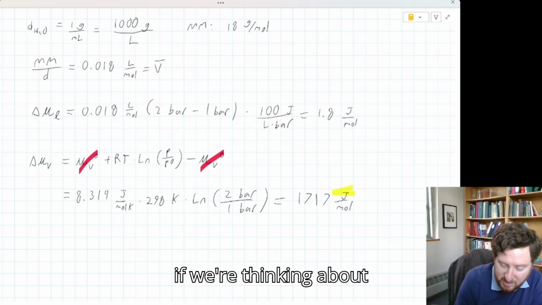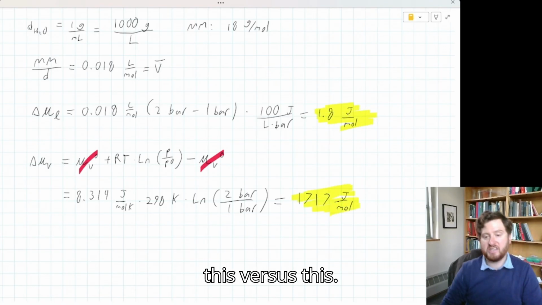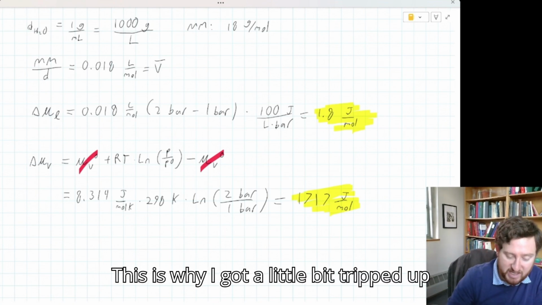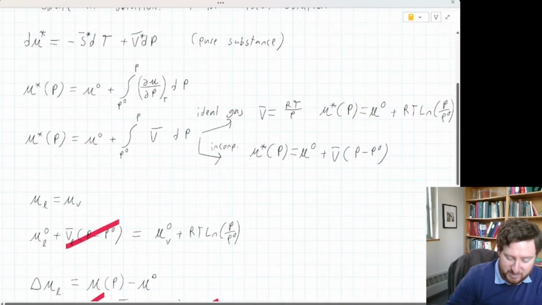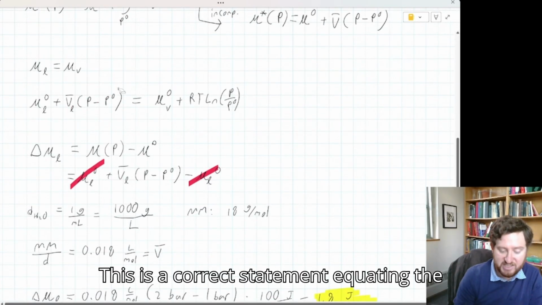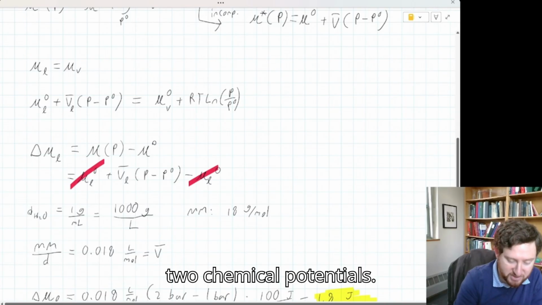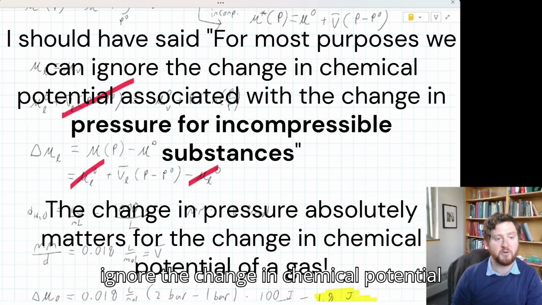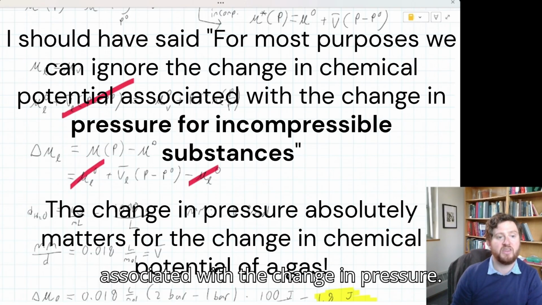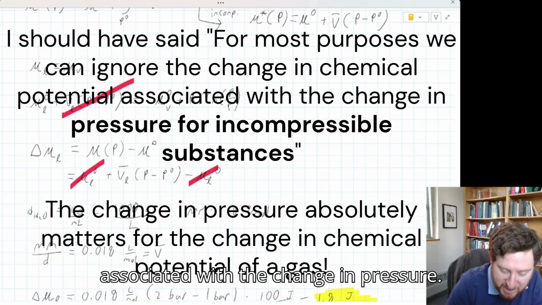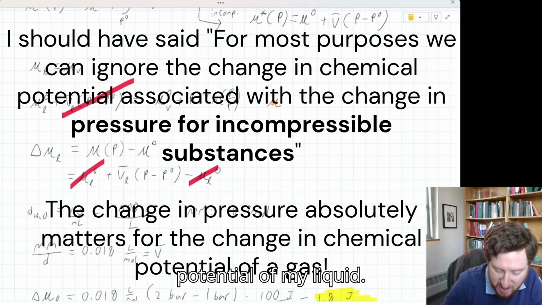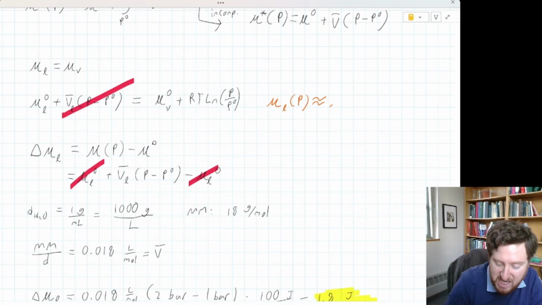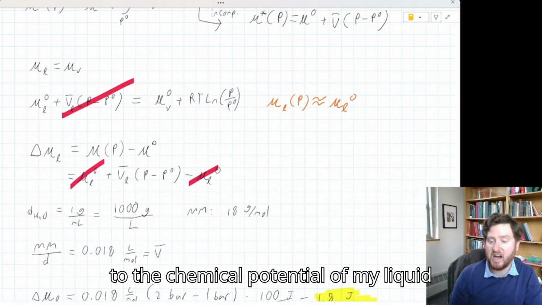So if we're thinking about this versus this, the former doesn't matter at all. And so this is why I got a little bit tripped up: yes, this is a correct statement, equating the two chemical potentials. But for most purposes, we can ignore the change in chemical potential associated with the change in pressure. Phrased another way, the chemical potential of my liquid at some pressure P is effectively equal to the chemical potential of my liquid at standard state.